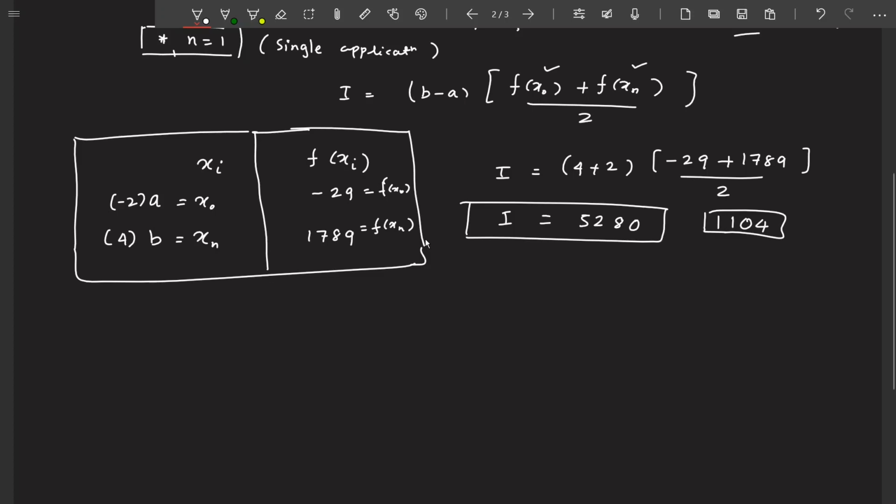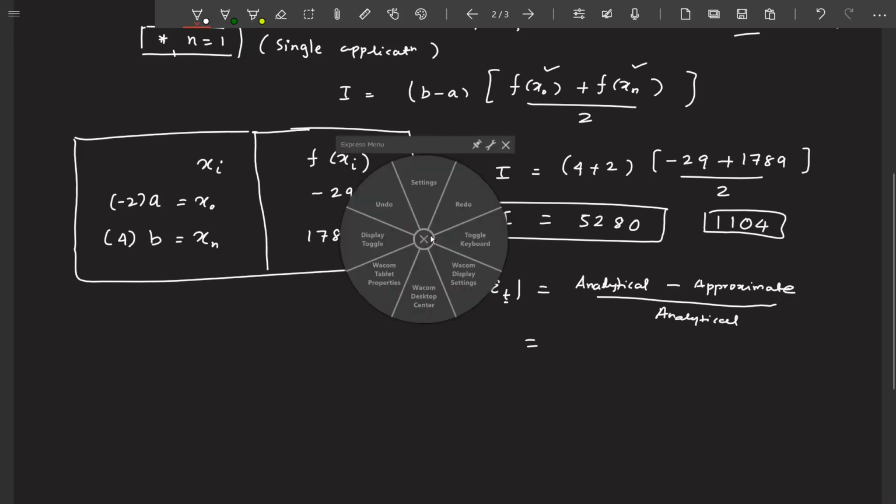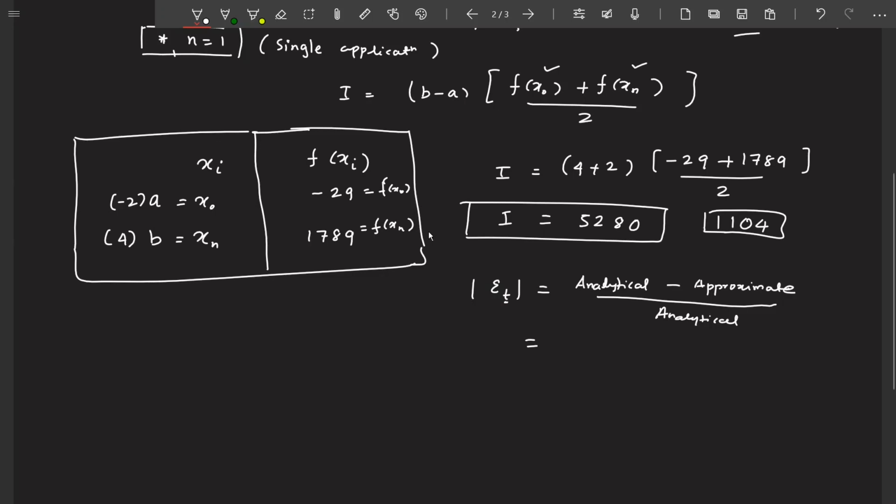So you can find out the percentage error. Okay, so always remember, from now on, if you want to calculate percentage error, this is what you should do. This is the formula for calculating the relative percentage error, the true percentage error. So when you solve this, what is the analytical value? 1104, 5280, 1104. So it comes out to be 378%. So the error is how much?